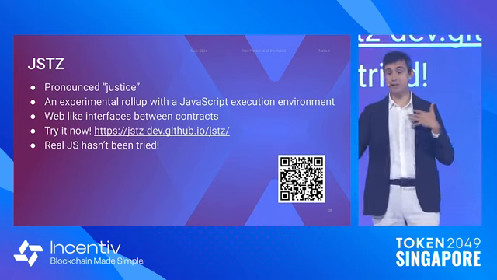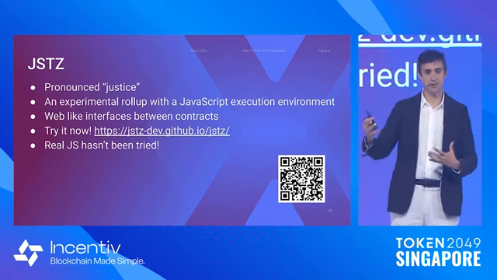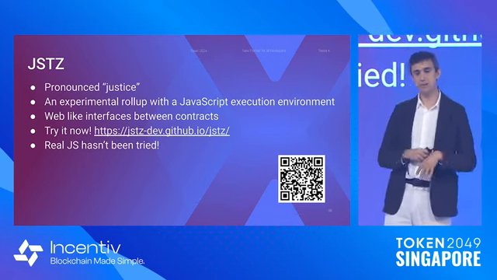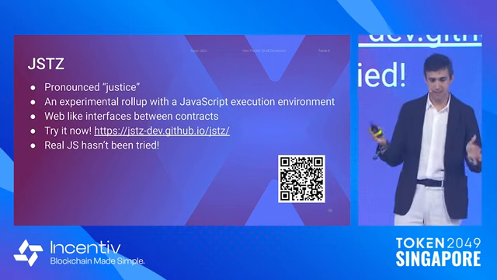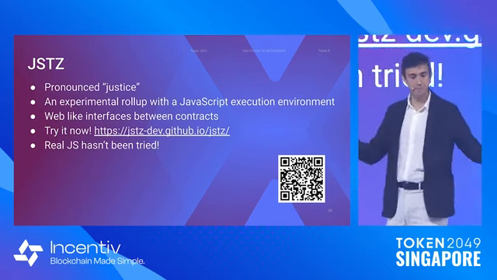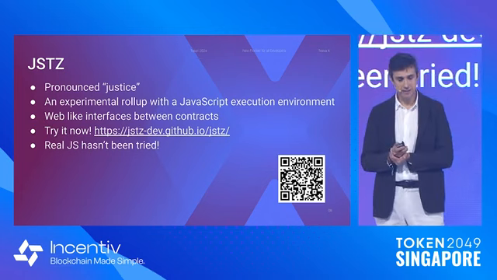It has web-like interfaces between contracts, so talking to another contract feels like making a call to a web server, except with atomicity and without the latency and all of that. You can try it now. There's a link and there's a QR code. If you're a developer, please try JSTZ and let us know what you think.